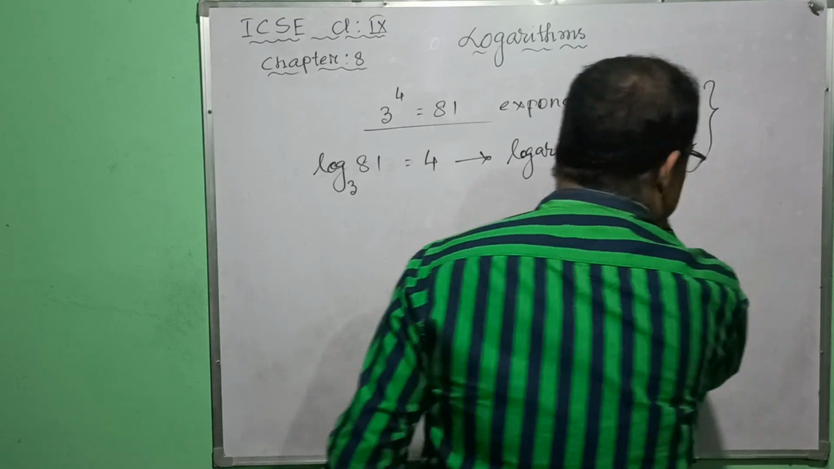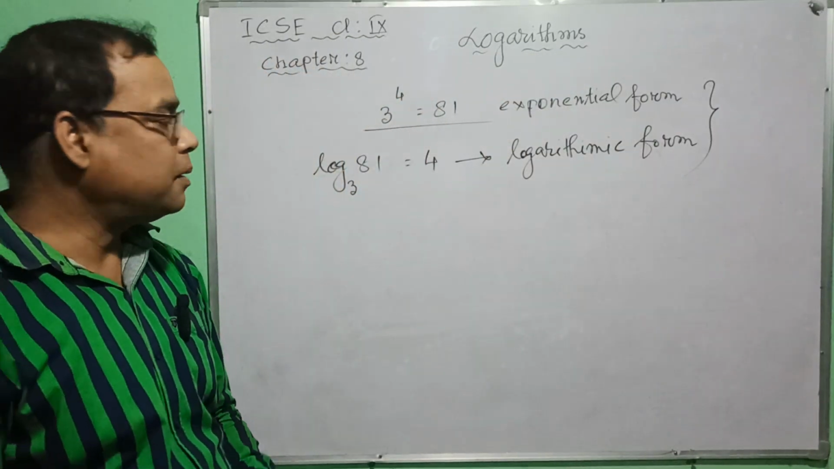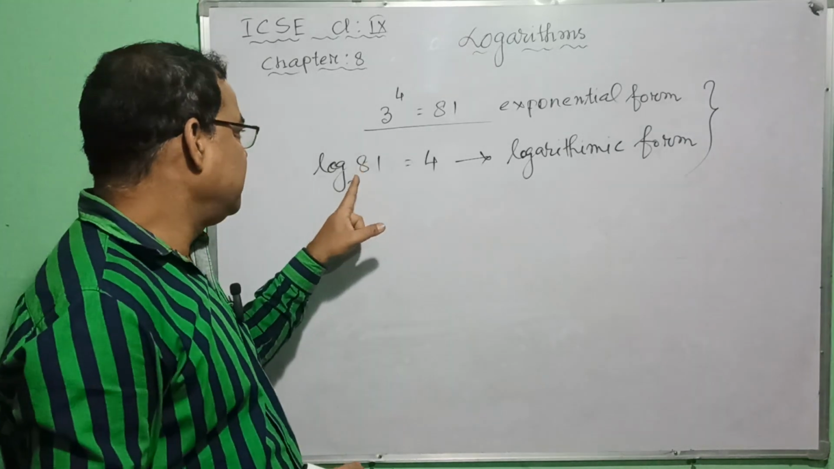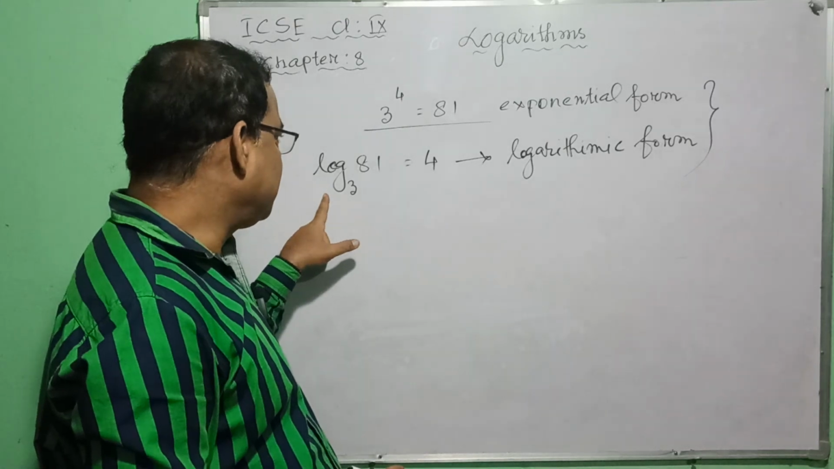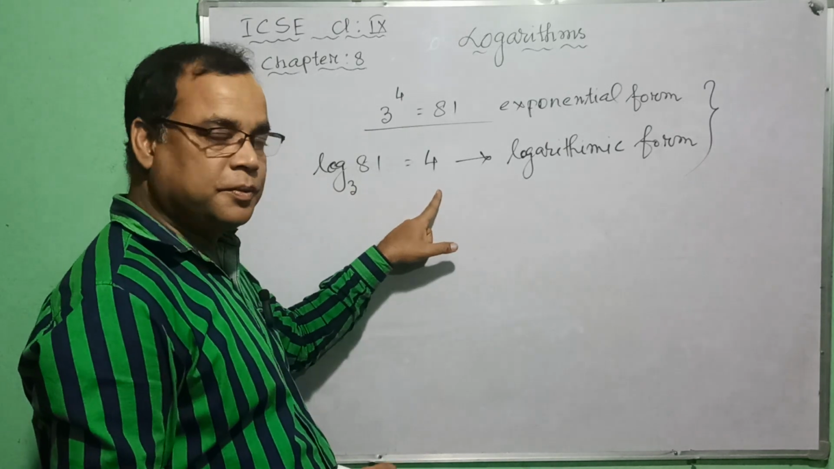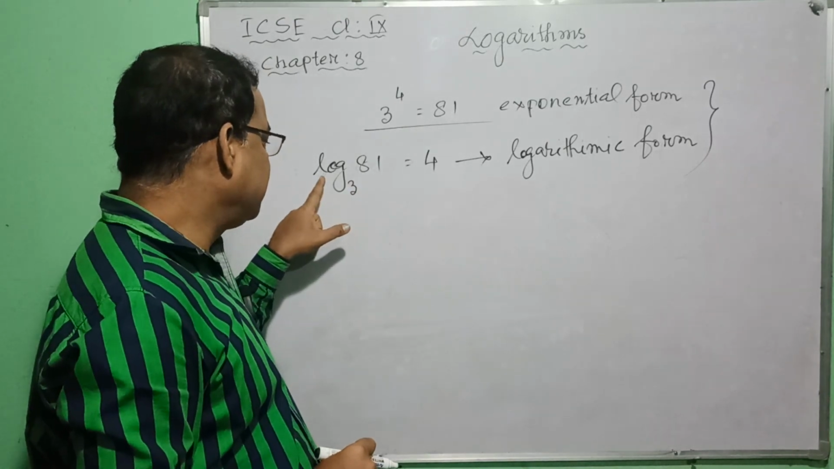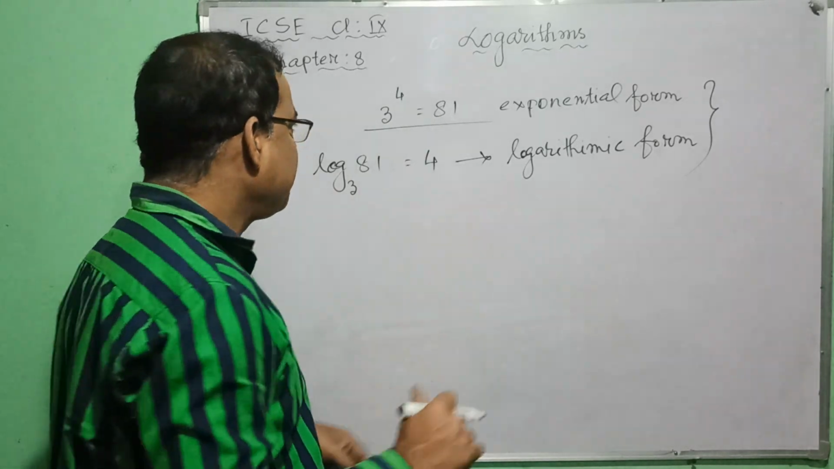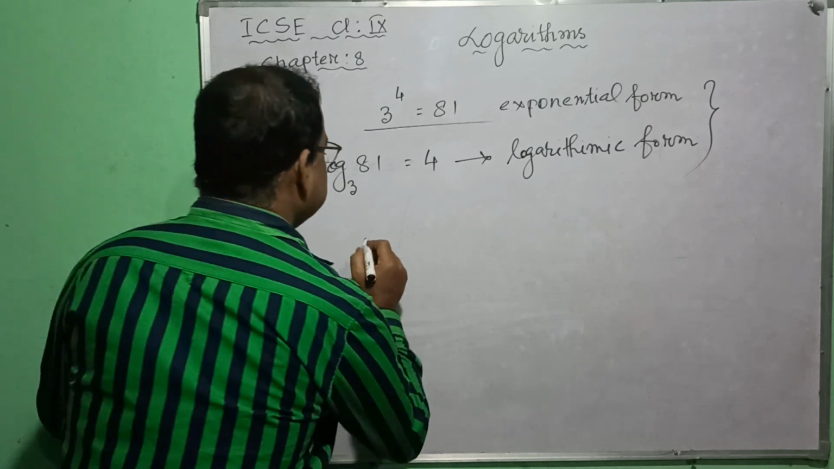So these are two forms. One is called exponential form and another one logarithmic form. So in logarithmic form we can read it log 81 base 3 equal to 4. In shortcut we can write it, read it in this way, log 81 base 3 equal to 4. So let us take another example.